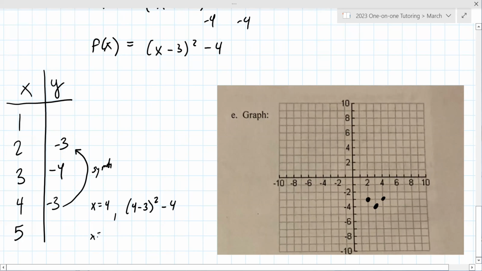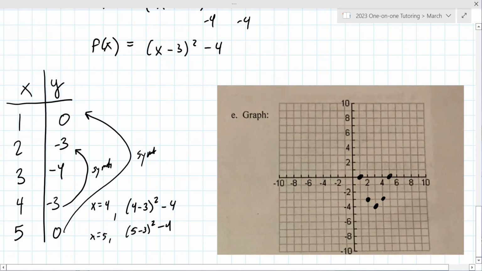So now we'll try x equals 5. 5 minus 3 squared minus 4. That's 2 squared. 2 squared minus 4 is 0. 4 minus 4 is 0. And again, by symmetry, this is also 0. So I'm graphing those points.